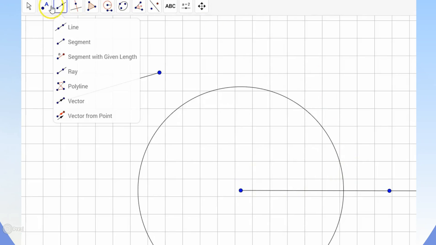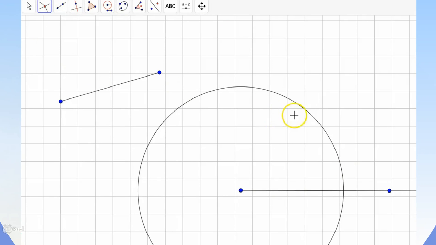And now over here I say intersect, and I am going to find the point of intersection between this circle and this line. There it is. Now if you don't believe it, we can measure that distance: it is 5.89 units, and I can measure this distance, and that is also 5.89 units. And that is how you construct a congruent segment using GeoGebra.